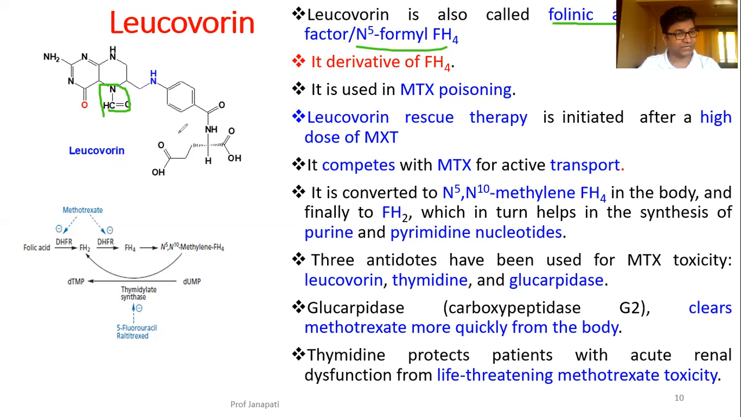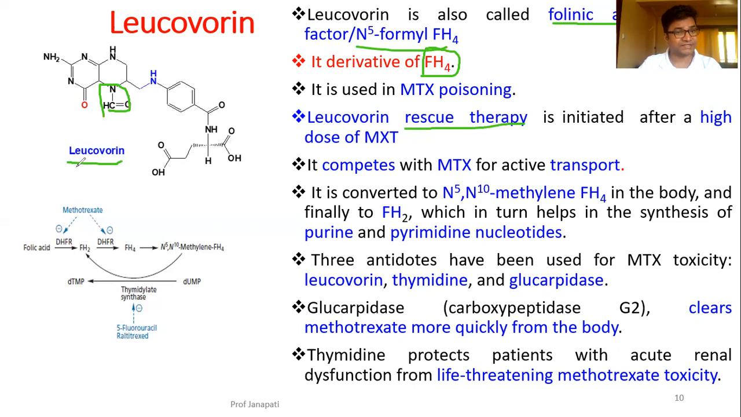As it looks similar, see, all the double bonds are reduced, so we call it a derivative of FH4. The main use is in the treatment of methotrexate poisoning. How does it act? Leucovorin is called rescue therapy. Whenever you are in danger and someone helps, it is called a rescue plan. Methotrexate poisoning is so dangerous, so if you give this leucovorin, we get it treated.